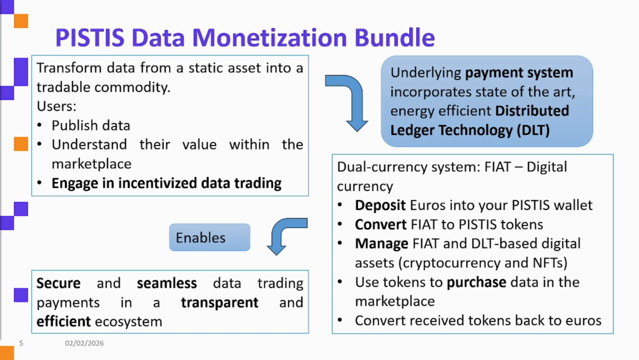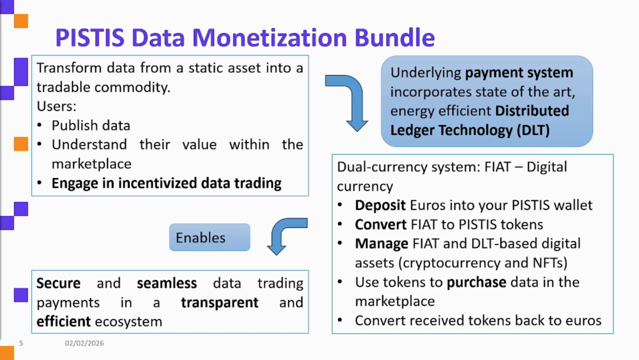Data has value, but realizing that value requires infrastructure that can handle pricing, transactions, rights management, and payment settlement. The PISTIS data monetization bundle provides exactly this infrastructure, transforming data from a static asset into a tradable commodity. It is mainly concerned with helping users to publish their data, understand their value within the marketplace, and participate in incentive trading.